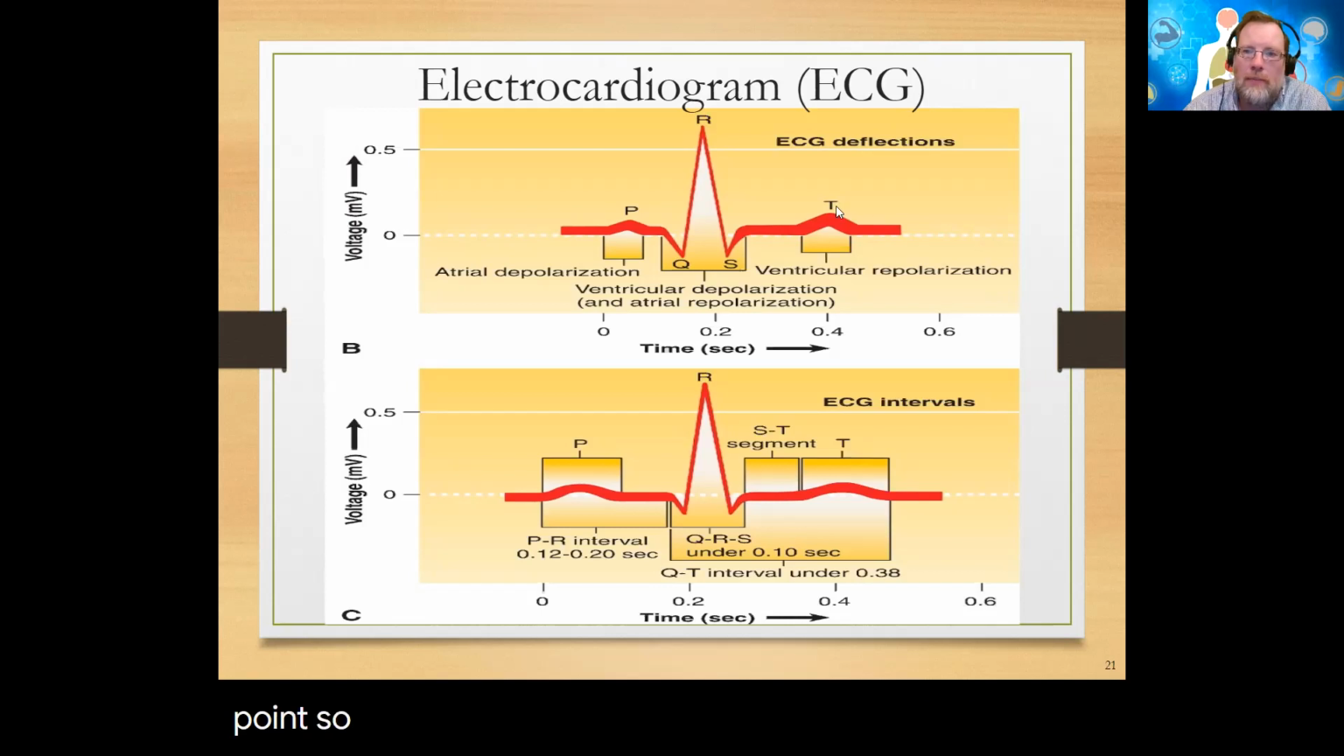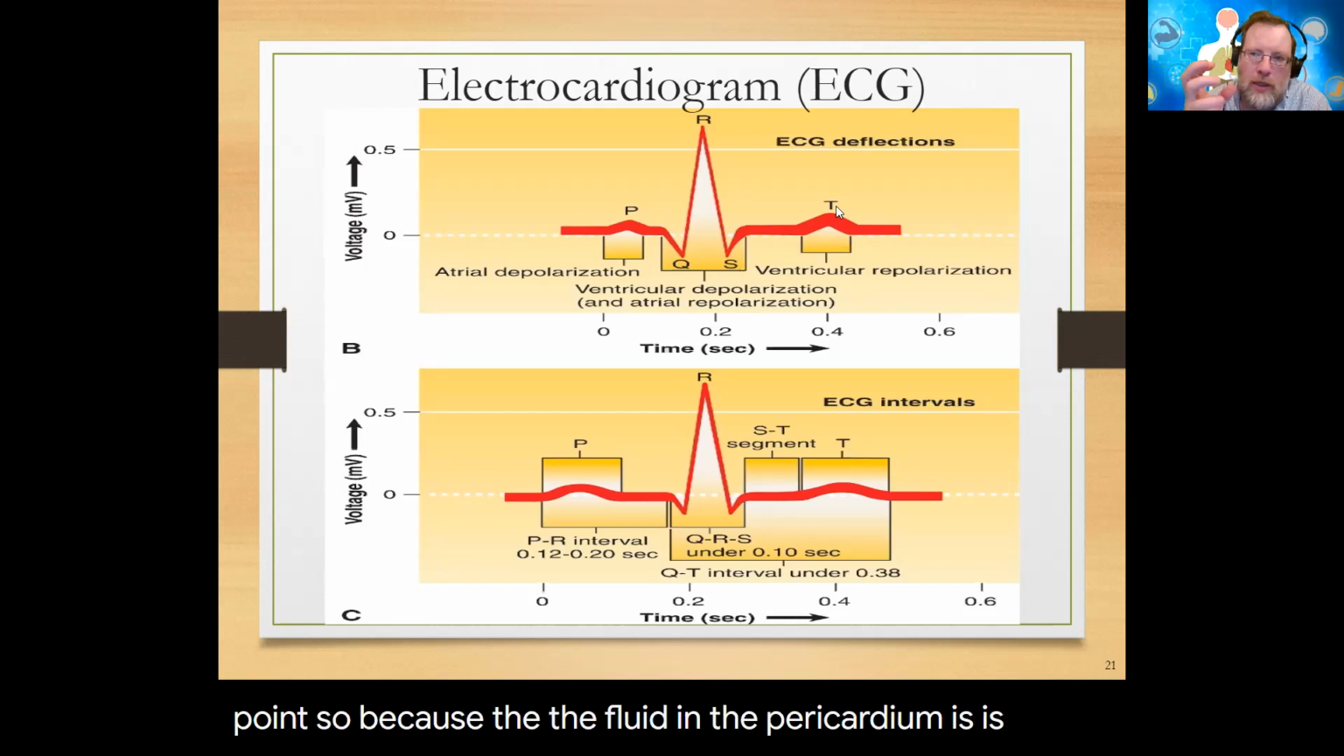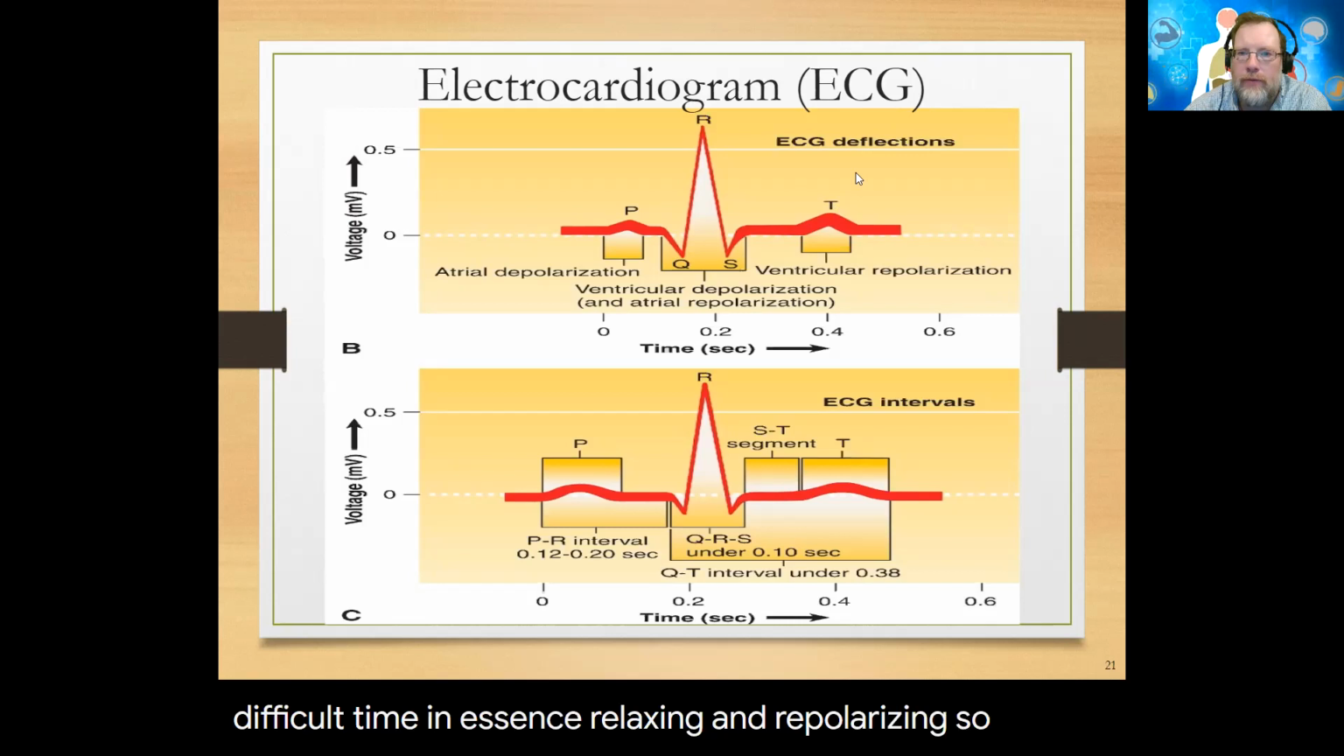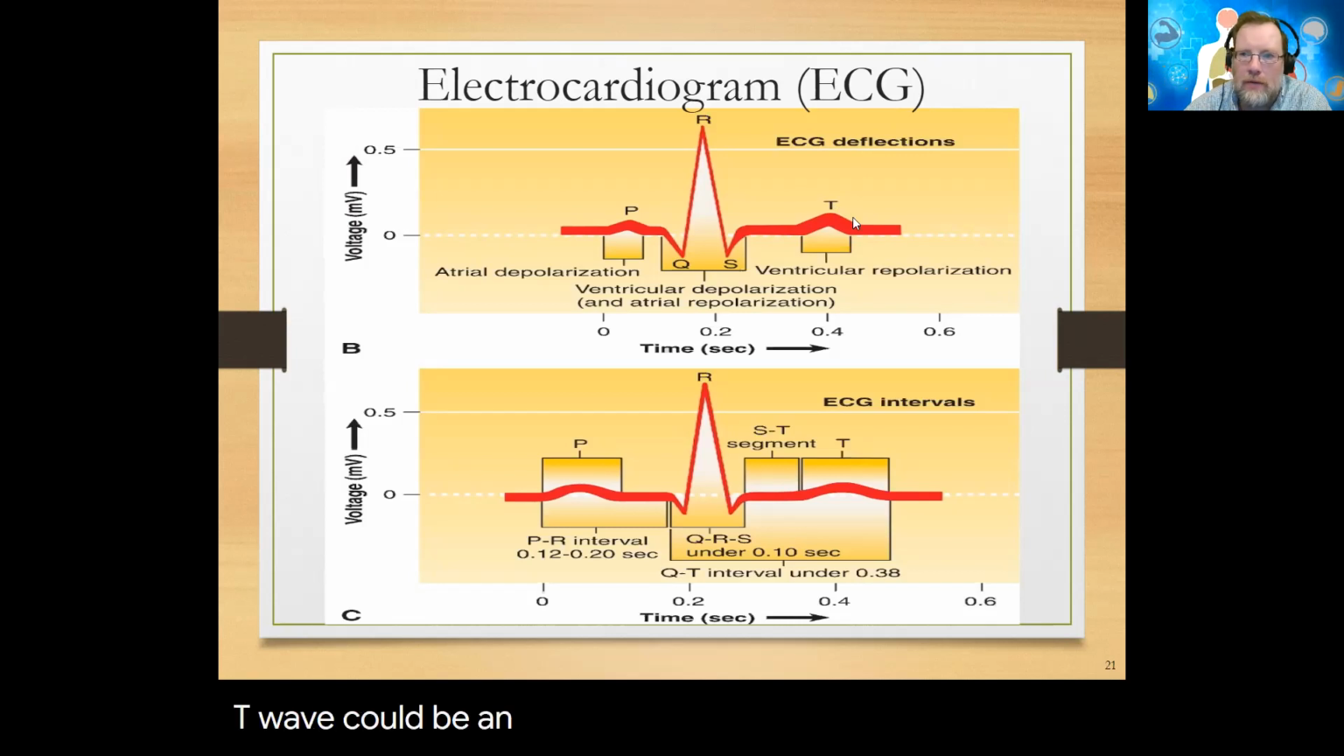Because the fluid in the pericardium is pushing against the ventricles, the ventricles have a more difficult time, in essence, relaxing and repolarizing. So a funky T wave could be an indicator of some pericardial ischemia or myocardial fluid buildup or edema even. So anyway, keep that in mind as you go.